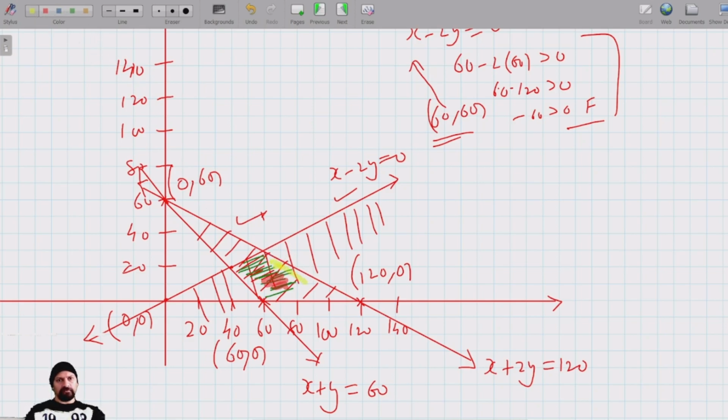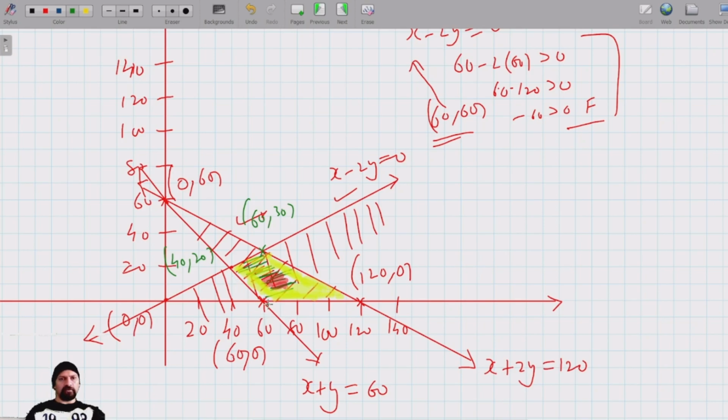So this is our physical region. I'm going to color it with yellow. Okay, now let's get the corner points. This point is obviously 40 and 20, and this point seems to be 60 and 30. So this is 60 comma 30, and this is 120 comma 0.